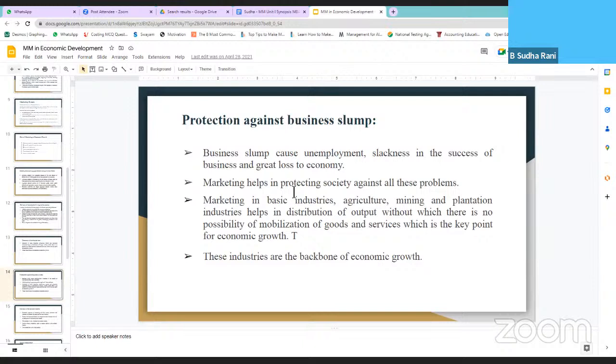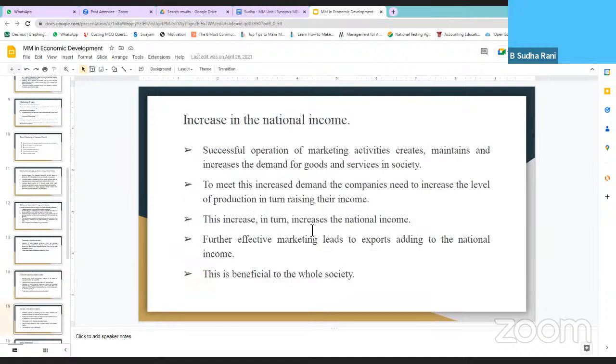So when people are not coming to do the shopping, automatically businesses are not able to sell their products, and production comes down, sales come down, profits and revenues come down. So it becomes a slump, which hinders the economic growth.